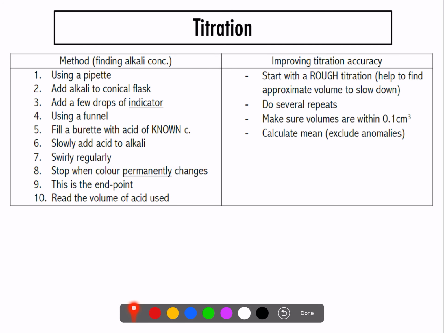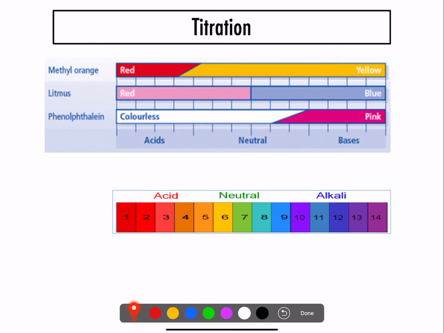Okay, now over here you have the method, and here you have ways that you can improve it. So if they ask you to explain how you do titration, you go for this side. If they ask you how you could improve your titration, you talk about these things. Now, with titrations, you always want to use an indicator. Indicators tell you exactly when all the acid or all the alkali has finished reacting.